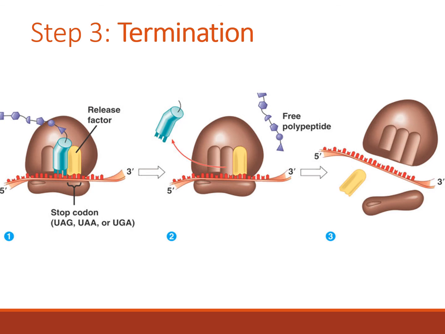So the transfer RNA is released, it will go pick up more amino acids. Our messenger RNA is released, our subunits, the large and the small ribosomal subunits, split apart from each other, and we have our free polypeptide. And all of these things can be used again: the ribosome, the messenger RNA, the release factor, the tRNA, and then we have this free polypeptide.